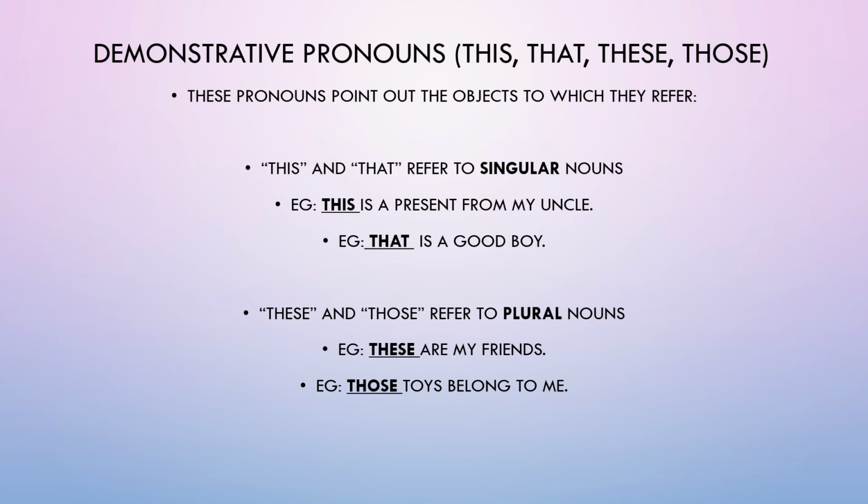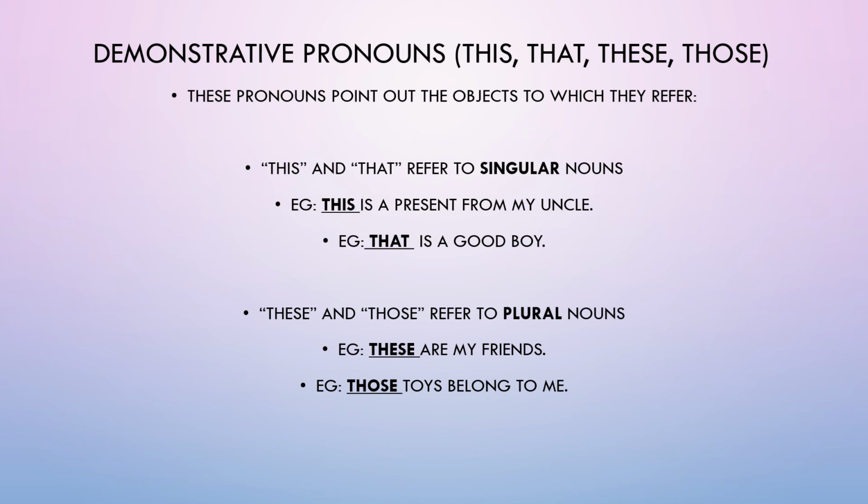They take the place of a noun that has already been mentioned before. Now, when do we use demonstrative pronouns? This is used for singular items that are nearby. Even if something is very close to you, we use this. But if we have many things which are near to us and we're talking about many of them, we use these. In the same way, that is used for something that is far away.